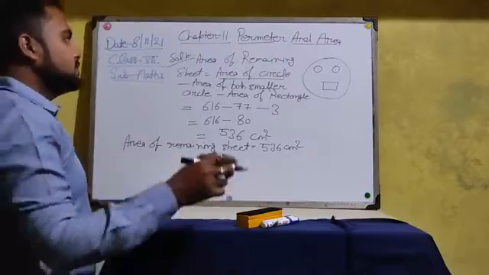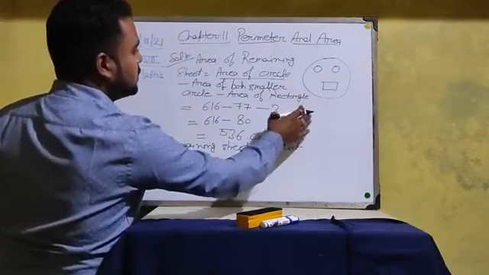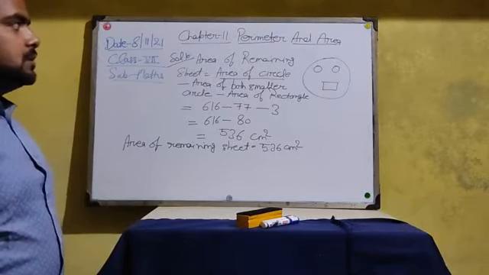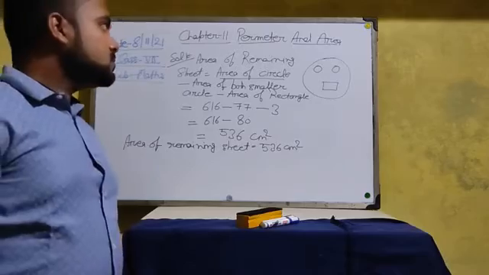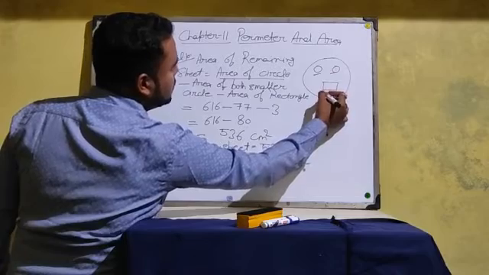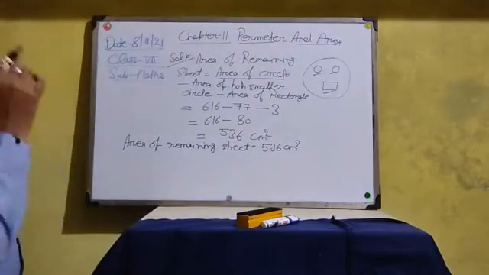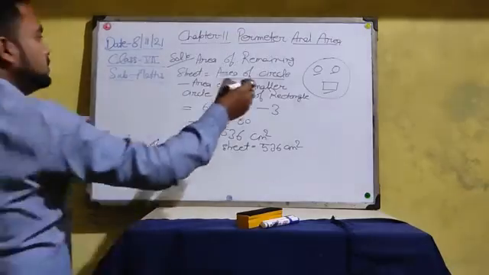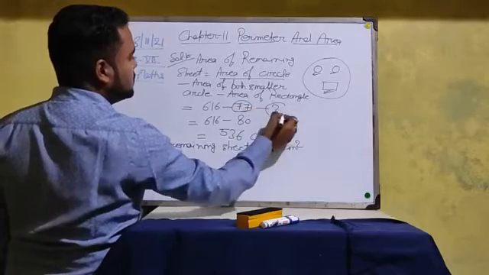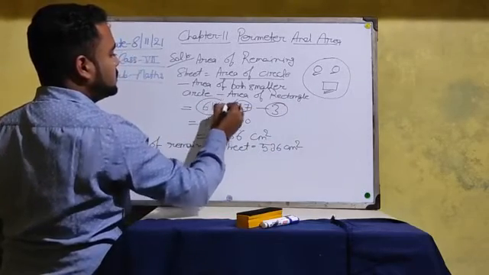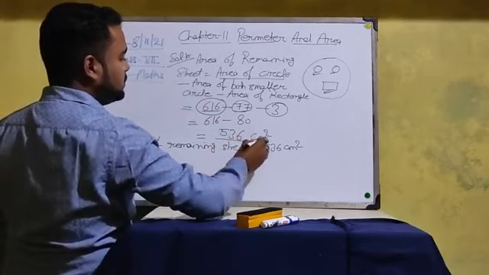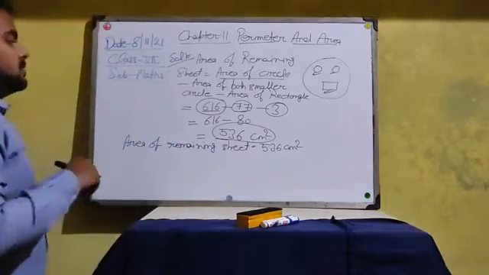Let me explain it again. Here the question is asked that we have to find the area of the remaining sheet. There is a circular sheet in between; two circles are taken out and one rectangle is taken out. So here we find the area which is taken out, that is 77 plus 3, and the area of the total circular sheet is 616 centimeter square. So here area of remaining sheet is 536 centimeter square.